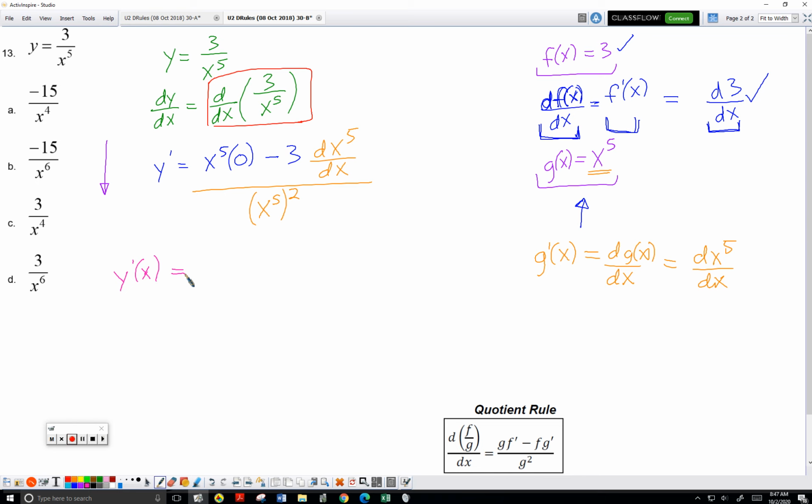Okay, this is cleaning up really fast. X to the 5th times 0 is just 0. Minus 3, parentheses. You should be able to do this one in your head now if you've done a couple of assignments. Hands up. What's that going to be? Show me hands. What's d of x to the 5th over dx? Let's go, Brindley. 5x to the 4th. There we go.